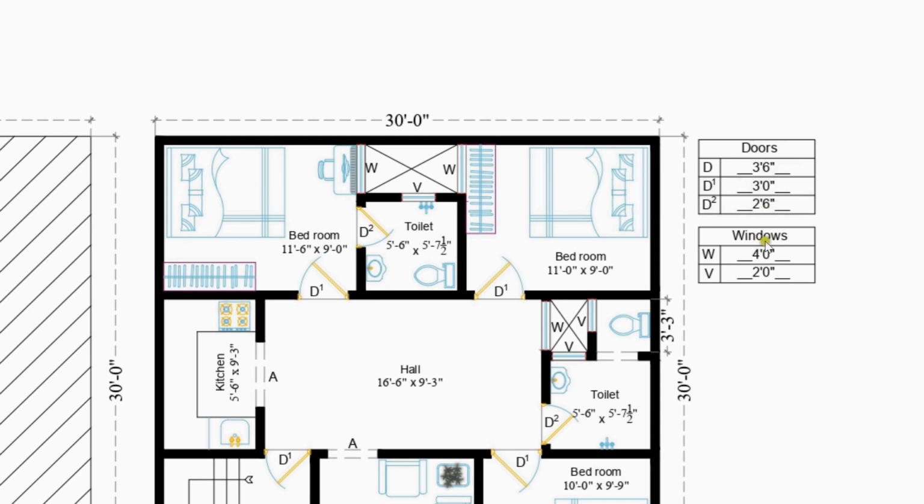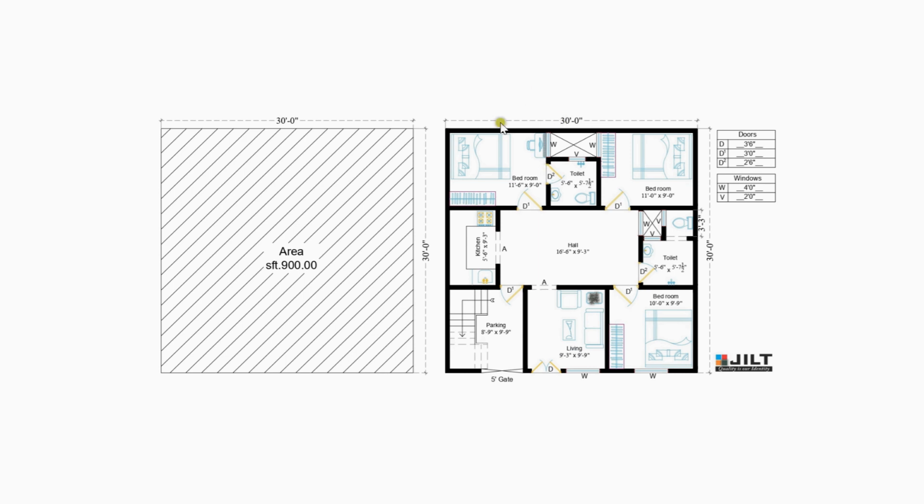You can also view the window sizes, 4 by 4 feet, and the ventilator sizes, 2 by 2 feet. Apart from this, the outer wall is of size 9 inches and the inner wall is about 4.5 inches. Now I am entering into the plan.